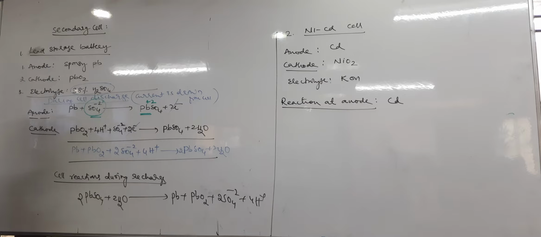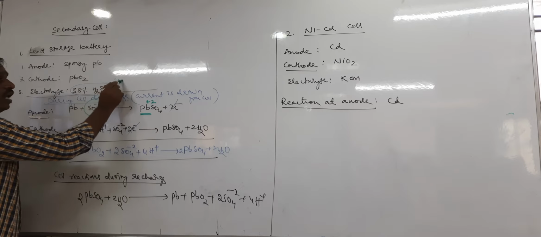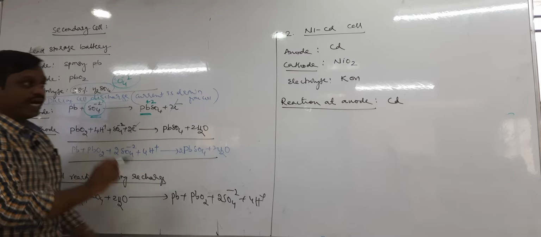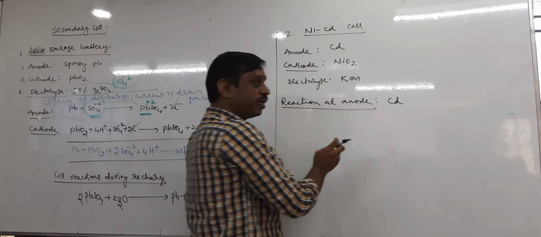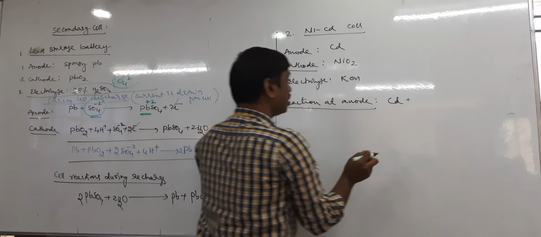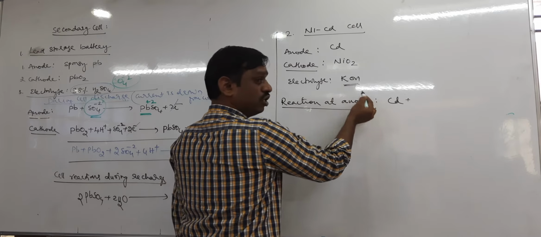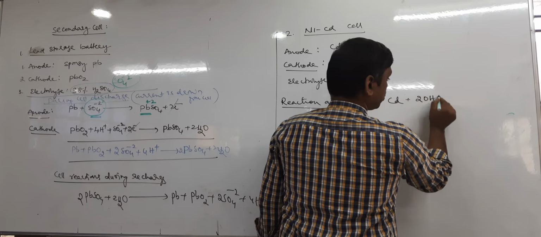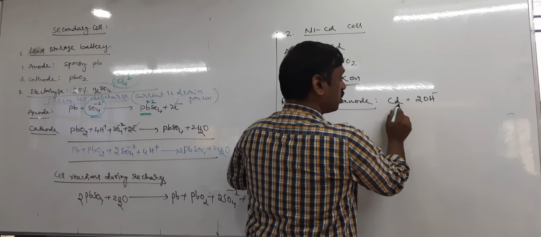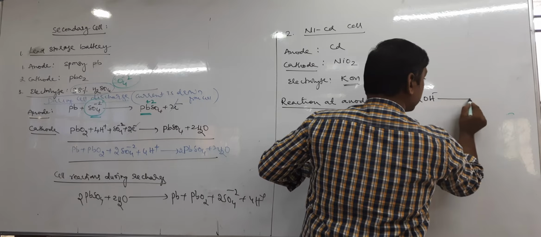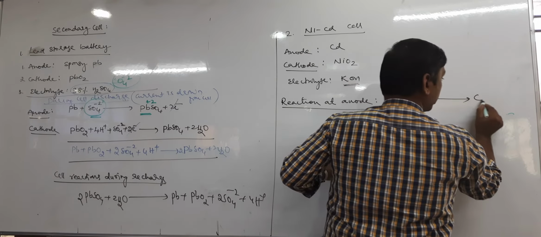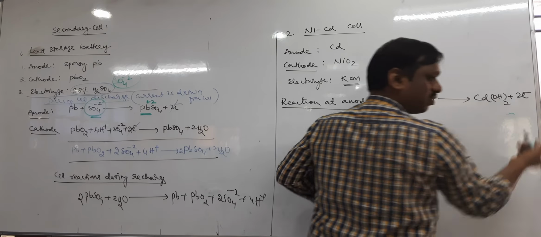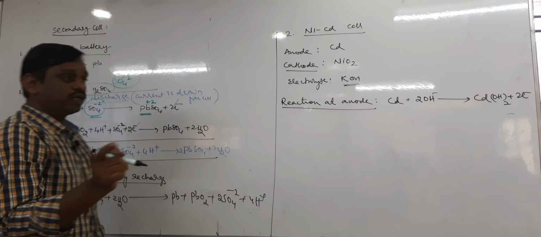SO4 minus 2 from the electrolyte, because the electrolyte contains SO4 minus 2 ion. Now a similar reaction can be expected here, right? Cadmium undergoes oxidation. Then what is the electrolyte? KOH. In KOH, which is the anion? OH minus. Take 2 OH minus. Tell me, cadmium gives rise to first cadmium plus 2. That cadmium plus 2 plus 2 OH, what do you get? Cadmium hydroxide plus 2 electrons. Exactly similar to this.